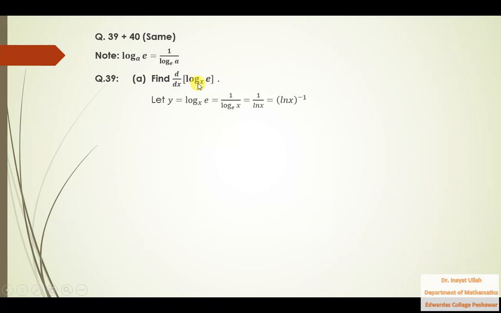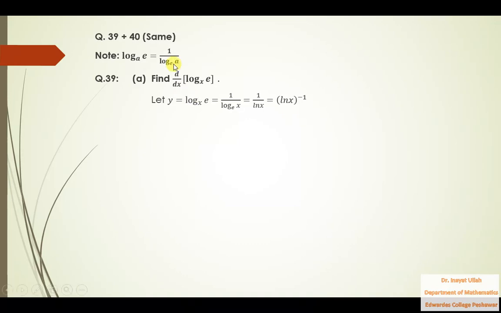First of all, denote this function by y, then take the reciprocal and interchange these two, so that will become log to the base e of x. But we know that log to the base e is actually natural log, so that can be written as ln of x. So that is 1 by ln of x, and when we shift this ln of x towards the numerator, it becomes (ln x) whole inverse. So y is actually (ln x) whole inverse.